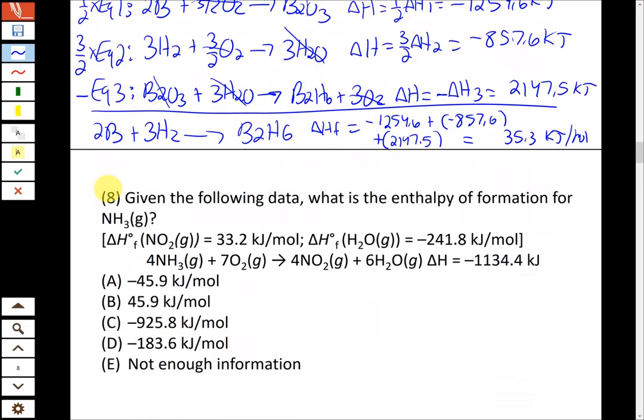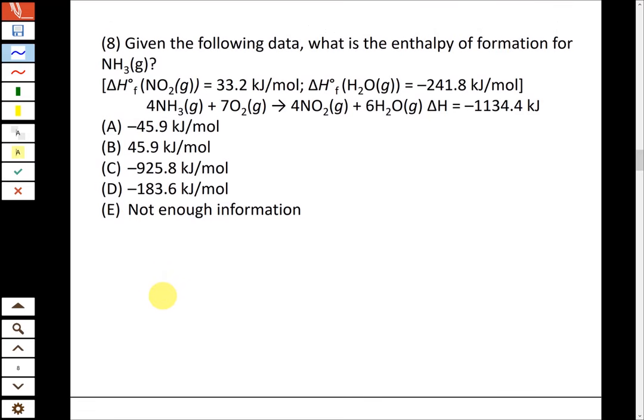All right, and then the next one deals again with enthalpy of formation, which is sort of the other way that we use it. We can use delta H of formation values to also calculate delta H for any other reaction. So here what we have is we're looking for the enthalpy of formation of ammonia, NH3, where we're given that this equation here has a delta H of minus 1134.4, and the delta H of formation for the other substances are 33.2 kilojoules per mole for NO2 and minus 241.8 for gas phase water.